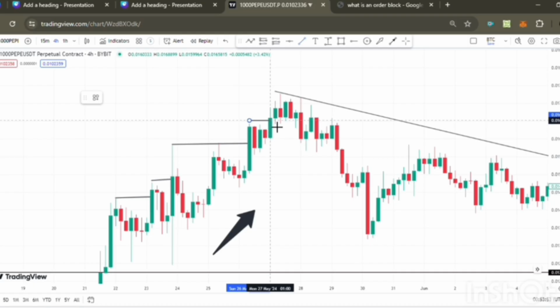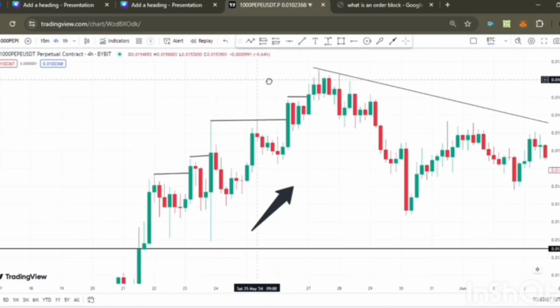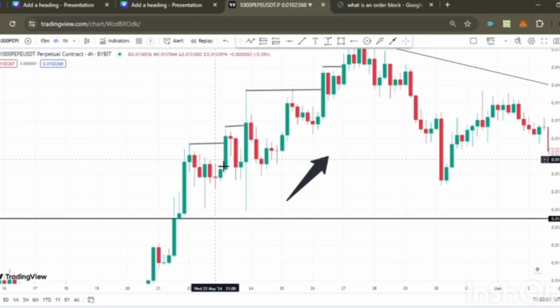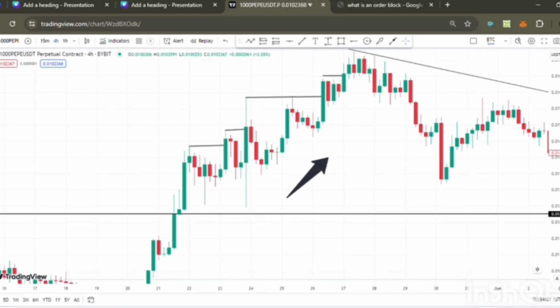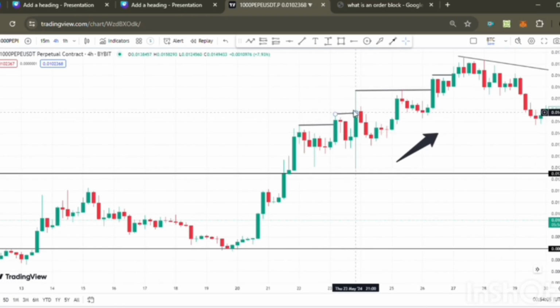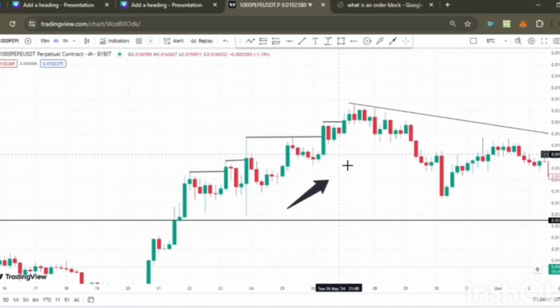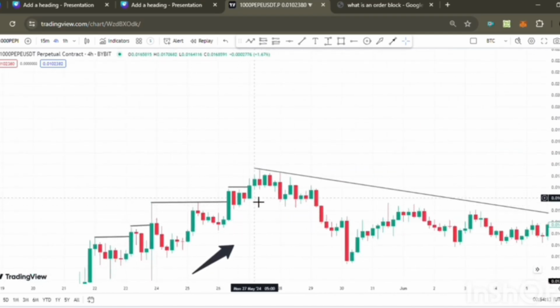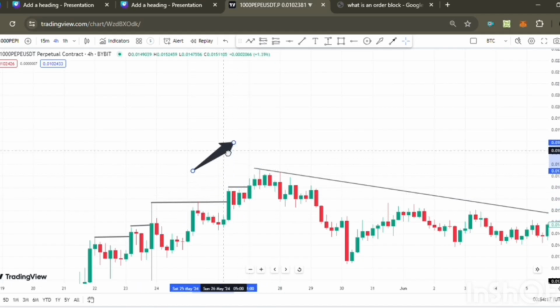Now it comes to here, and this break of structure results in what? Higher highs. Remember what I taught you about market structure. So higher highs, as you can see, and the downside is the lower high. As this market is making this high, it gets to this point. Now this is where we have what?